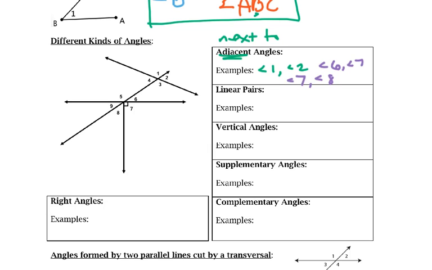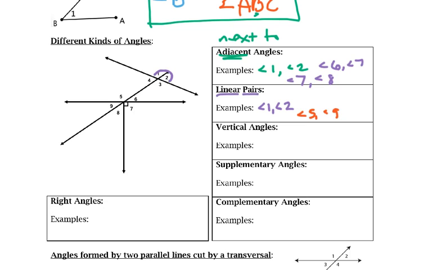Okay, a linear pair. The word pair, of course, means that there's 2 of them. So a linear pair has to have 2, not 3, but 2. And together they have to form a line, a straight line. In other words, they have to make a 180-degree angle. Examples would be angle 1 and angle 2 would be a linear pair because when you add them together, it makes a straight line. Another example, if you can look at your picture, we could have angle 5 and angle 9. Those would be examples of a linear pair.